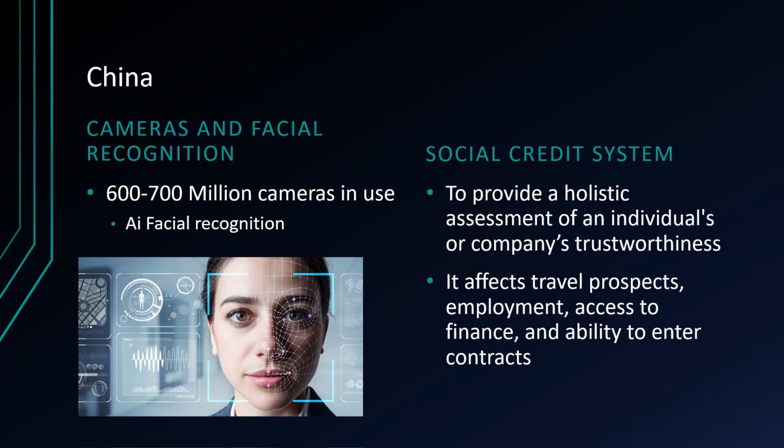And then they also have the social credit system, which is to provide a holistic assessment of an individual or company's trustworthiness. The consequences of a poor social credit score could be serious, and may affect travel prospects, employment, access to finance, and the ability to enter contracts. On the other hand, a very high social credit score could make business transactions much easier. The goal of the system is for people and businesses to make fully informed decisions, and a high social credit score will be an indicator that the party can be trusted.